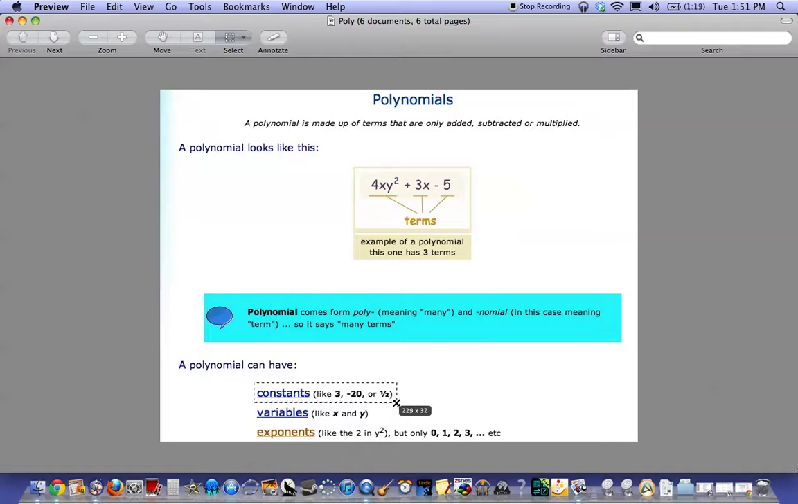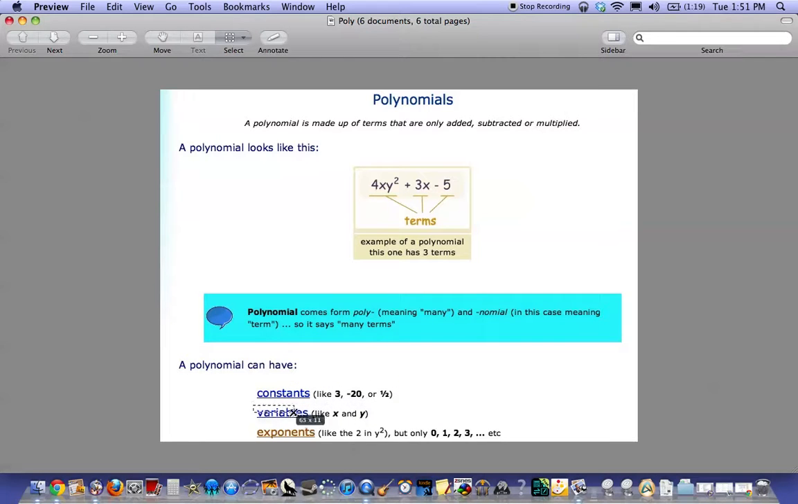The different pieces of the polynomial, you have constants, which are just numbers like 3, -20, or 1/2. The reason why they're called constants is because they have a constant value. 3 always has a value of 3. -20 always has a value of -20. 1/2 always has a value of 1/2.